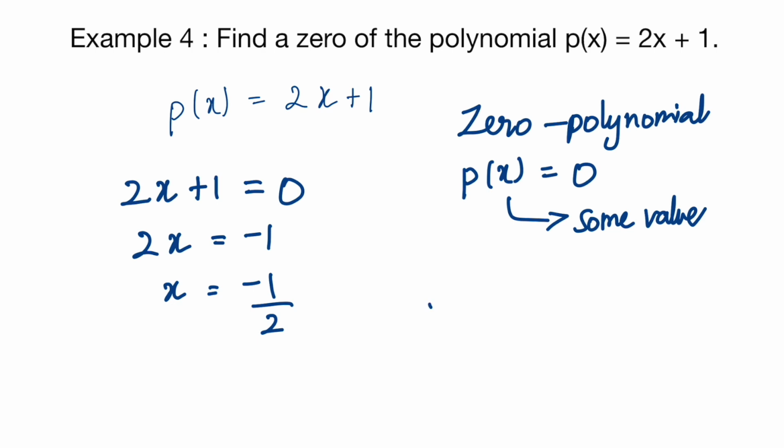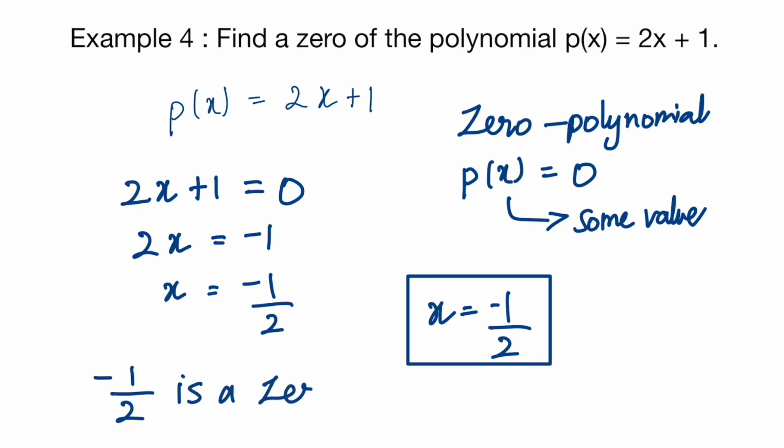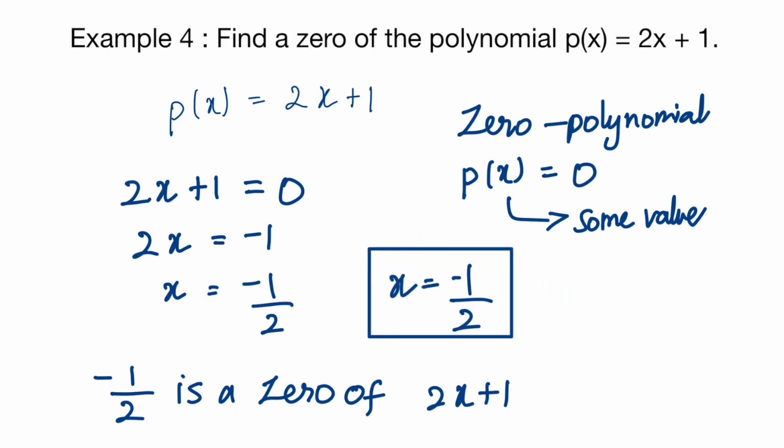So now you can say x equals minus 1 by 2, right? So minus 1 by 2 is a 0 of this polynomial. Minus 1 by 2 is a 0 of 2x plus 1. So that is the answer to this question.